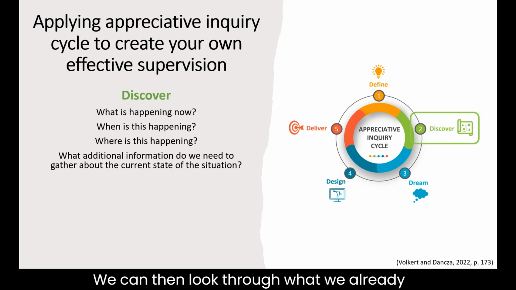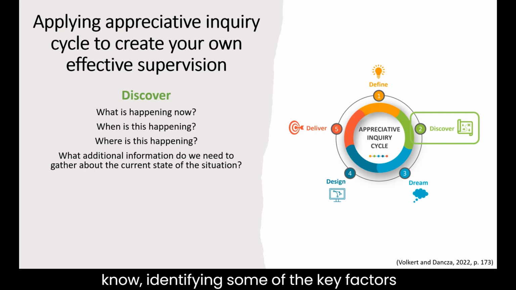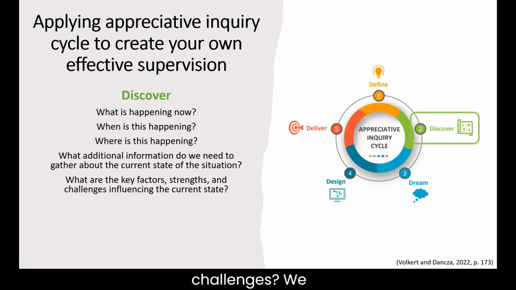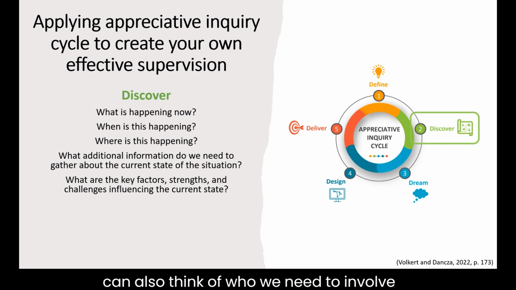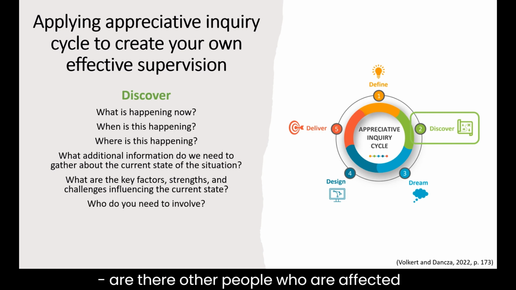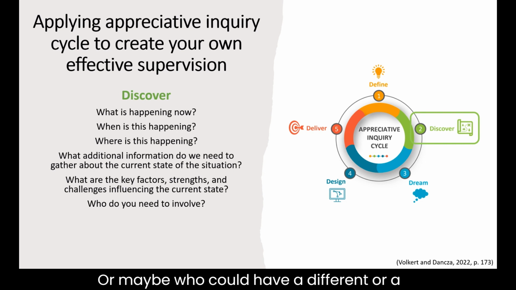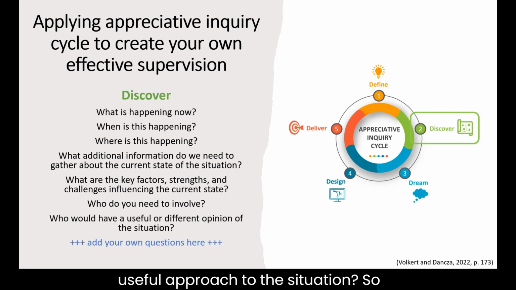We can then look through what we already know, identifying some of the key factors that are influencing, what are some of the strengths, what are some of the challenges. We can also think of who we need to involve. Are there other people who are affected by this that maybe we need to include in this conversation? Or maybe who could have a different or a useful approach to the situation. So it might be that there are other people that would bring a new perspective into the situation.